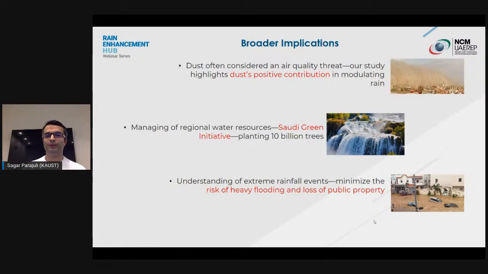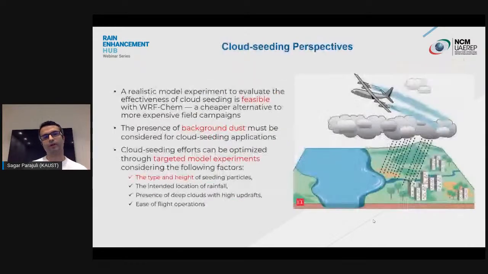We all know there is a Saudi Green Initiative which plans to plant 10 billion trees by 2030. And of course, understanding of extreme rainfall events is very important to minimize the risk of heavy flooding and loss of public property. So now talking about the cloud seeding perspectives.